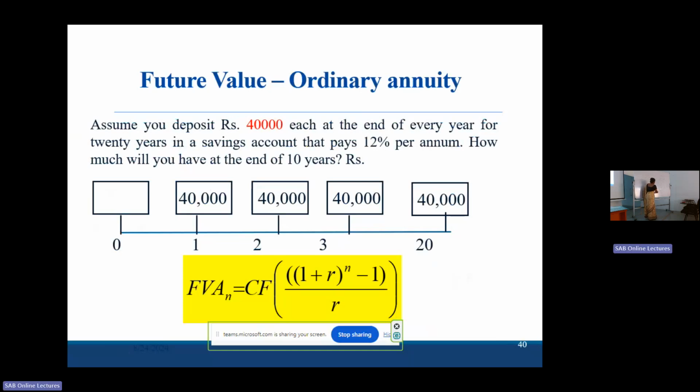So this is the future value interest factor for annuity. 1.12 to the power 10 because n is 10 years. R is the interest rate of this deposit, the savings account, 12% per annum. So at the end of 10 years, how much will be collected, or what is the compounded value?